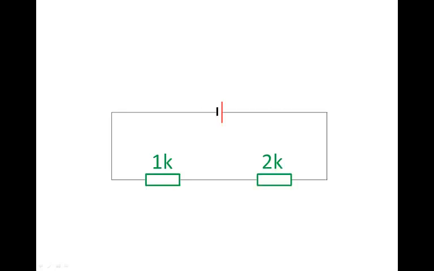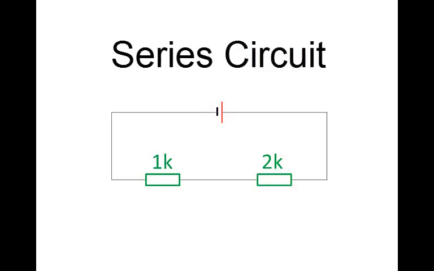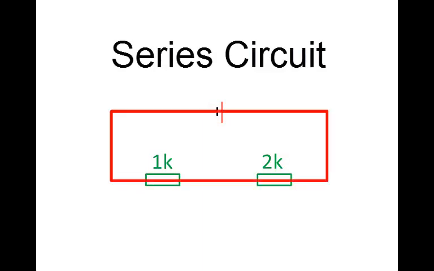Here we have a series circuit. There's a 9-volt cell in series with a 2K resistor and a 1K resistor. We know that it's a series circuit because there aren't any branches in the circuit. All the charge has to flow in one path all around in the circuit. The components follow one another, one after the other.